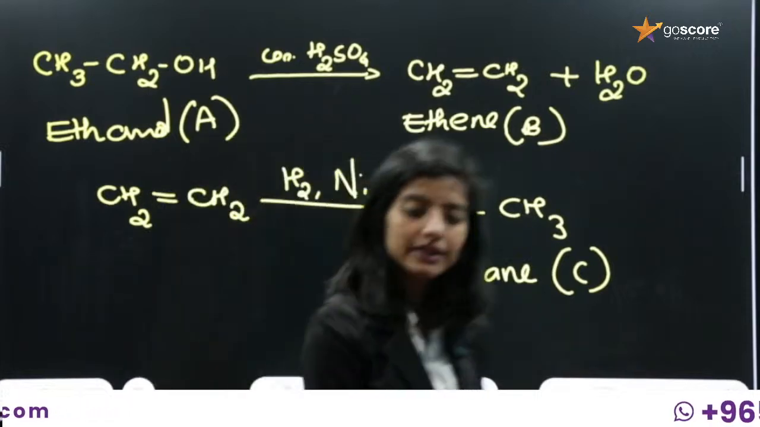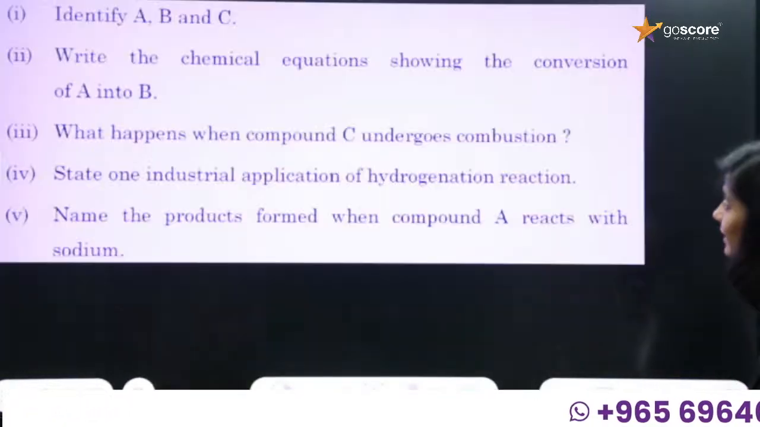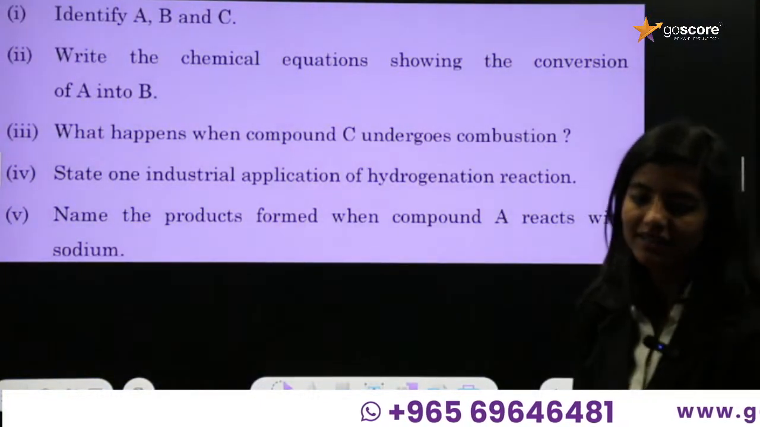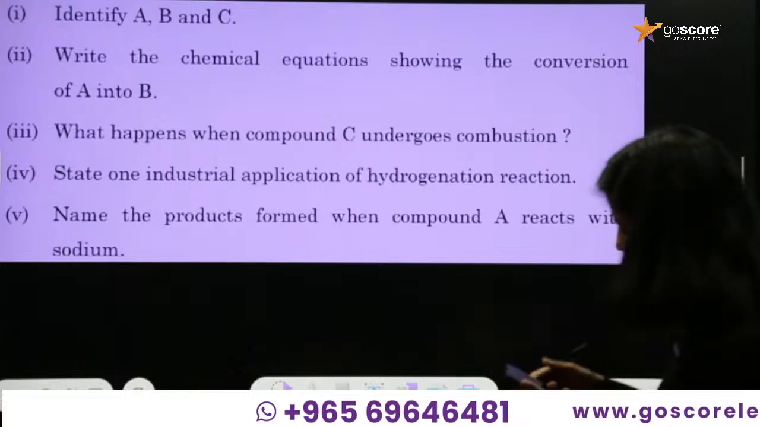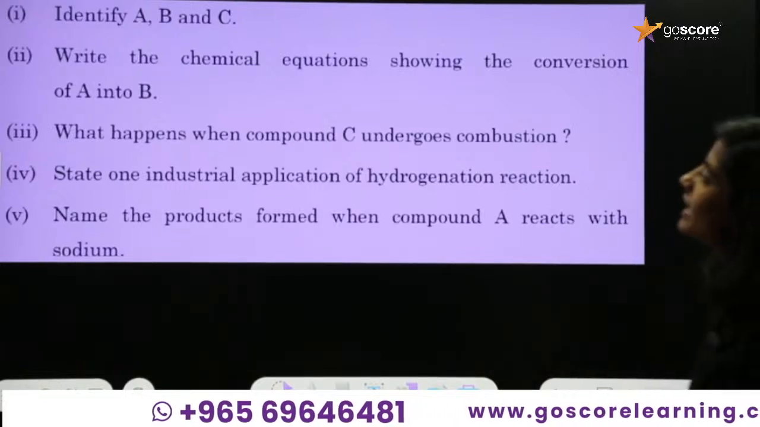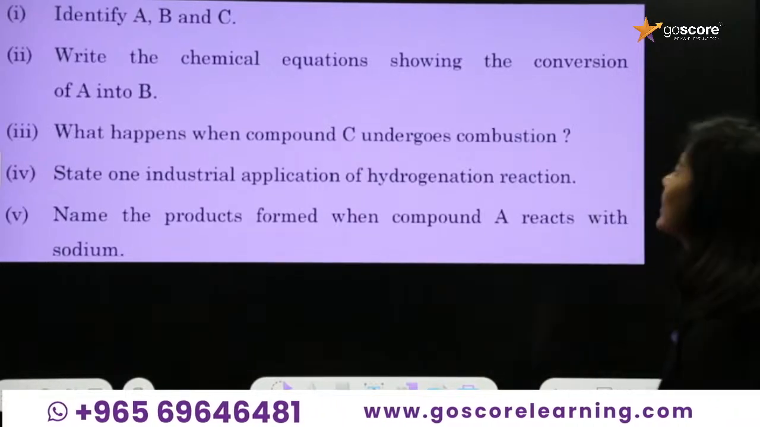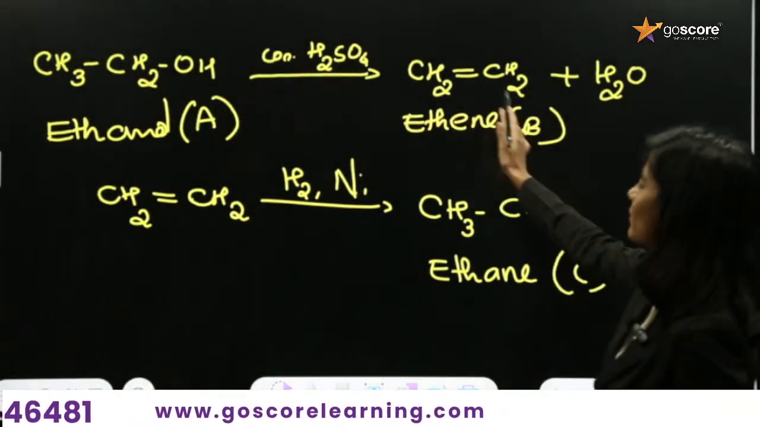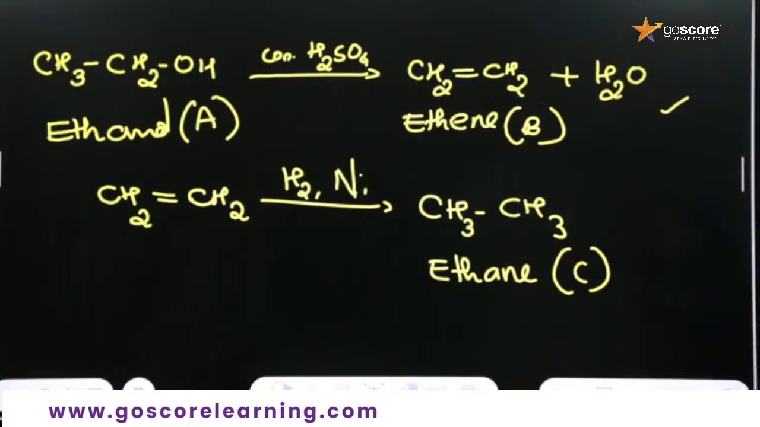Oh, we didn't make the question yet, right? This is the identify A, B, C. You know that, right? A, B, C, we already identified it. Now, write the chemical equation showing the conversion of A into B. That will be giving you the answer for the second.